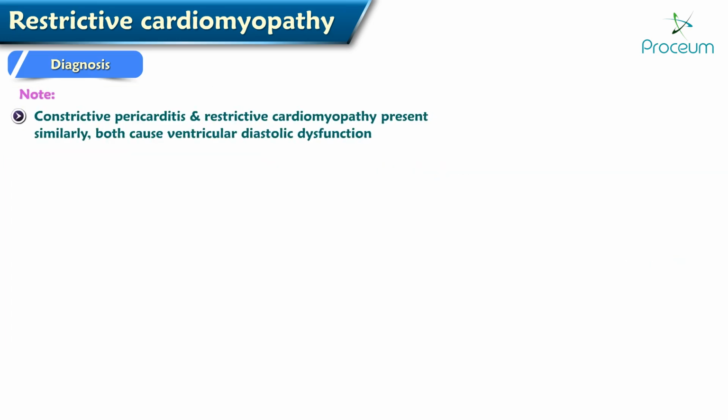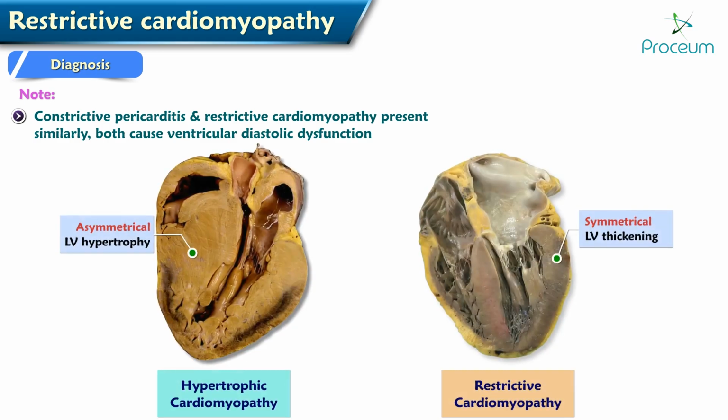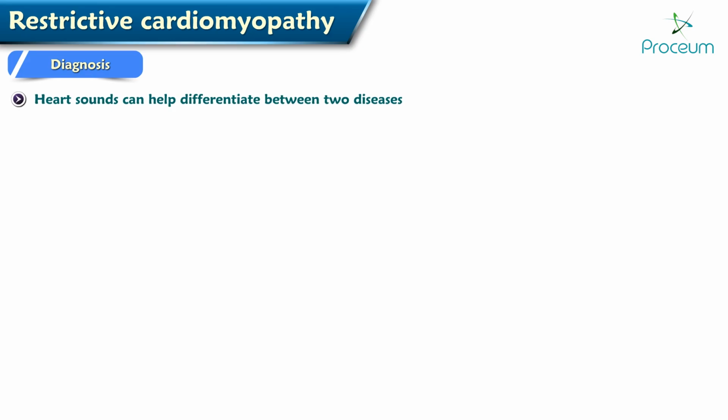Note that constrictive pericarditis and restrictive cardiomyopathy present similarly due to the fact that they both cause ventricular diastolic dysfunction. In contrast to hypertrophic cardiomyopathy, which features asymmetrical left ventricular hypertrophy, restrictive cardiomyopathy shows symmetrical left ventricular thickening. The following heart sounds can help differentiate between the two diseases.